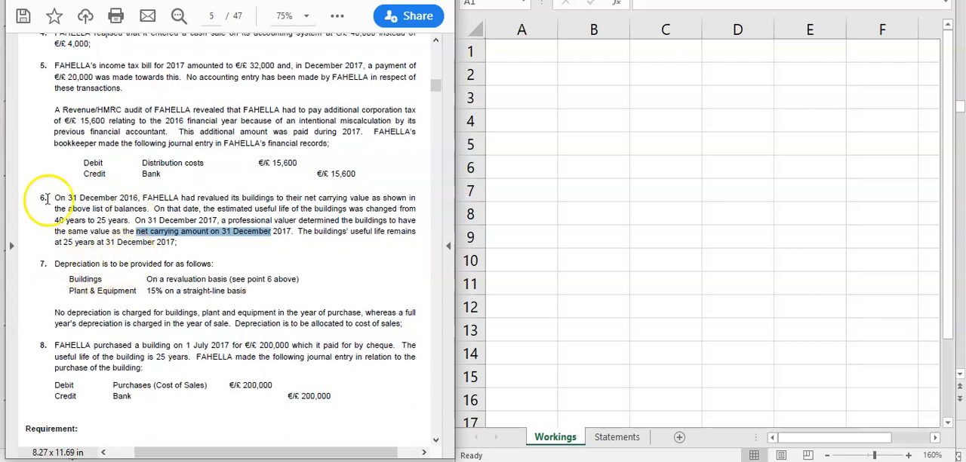And of course, what you remember is 6 and 7 are linked because buildings are charged depreciation based on the revalued amount. So we'll come back and look at those. No depreciation in year of purchase, full in year of sale. And depreciation goes to cost of sales. So we'll go back and we'll do 6 and 7 together, depreciation and the reval, all under IAS 16.